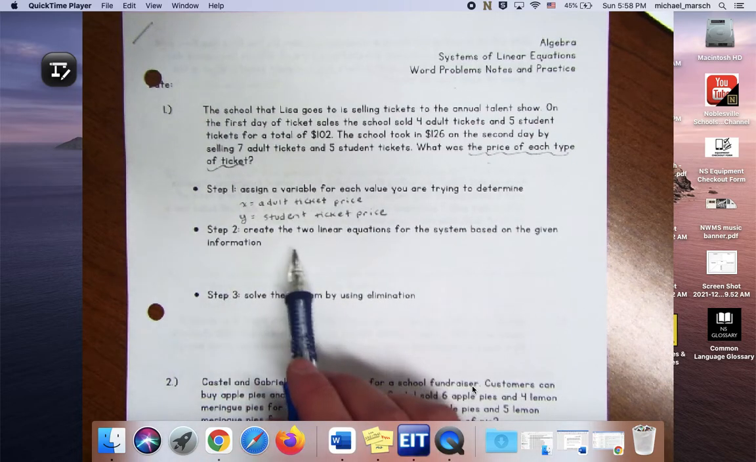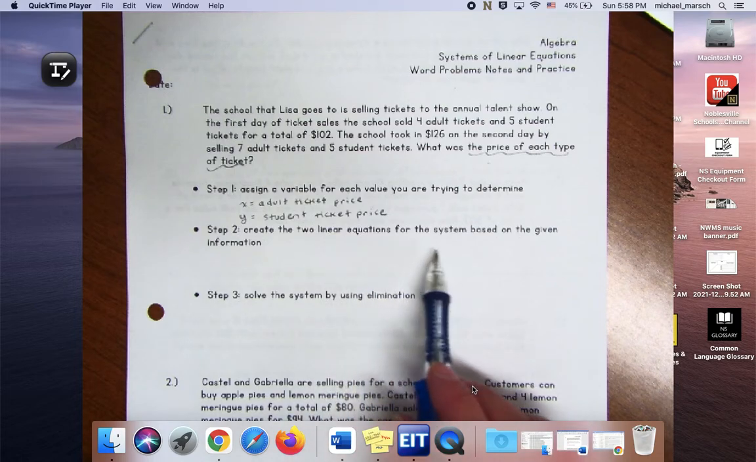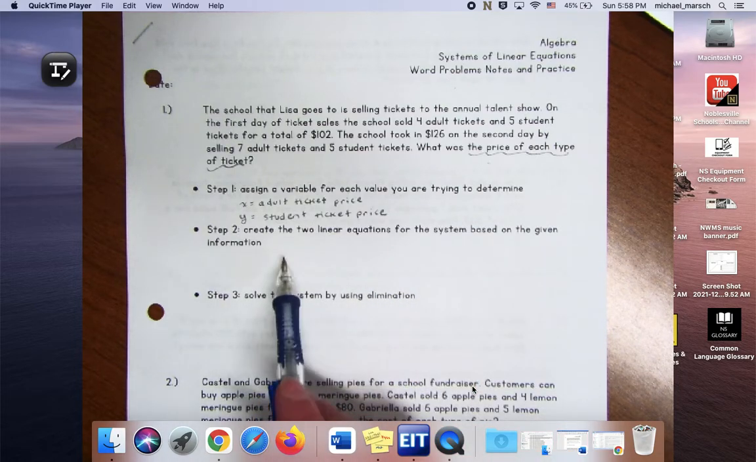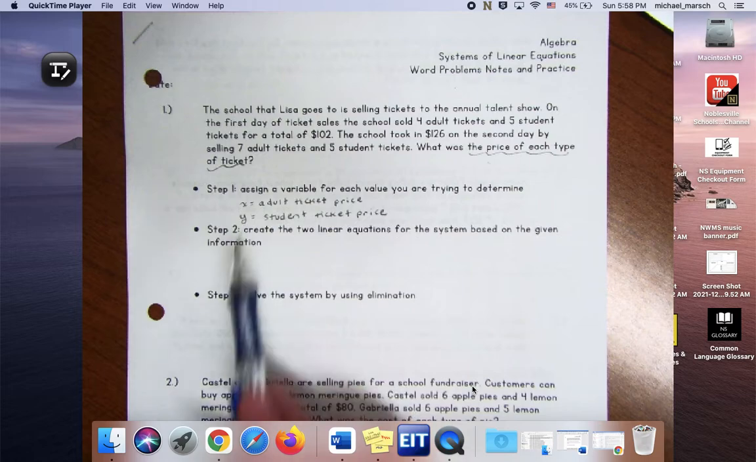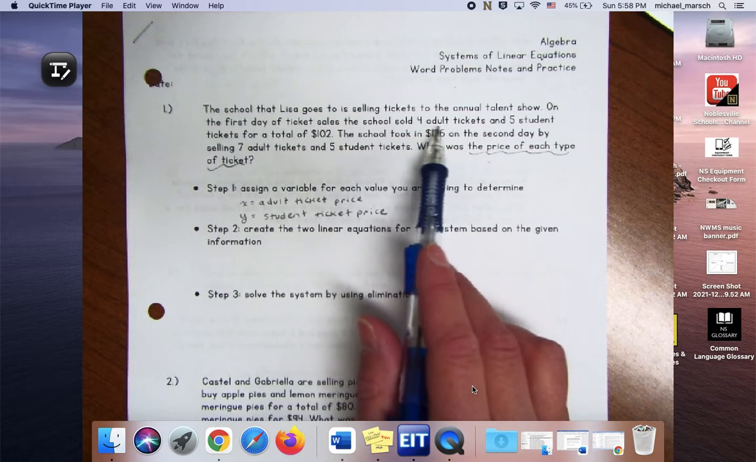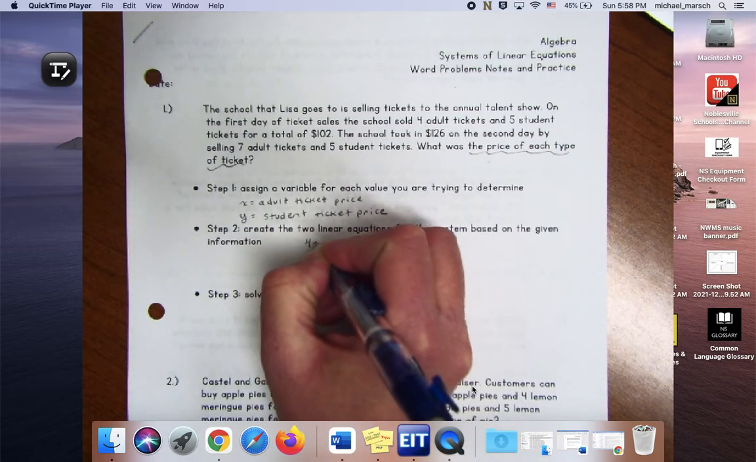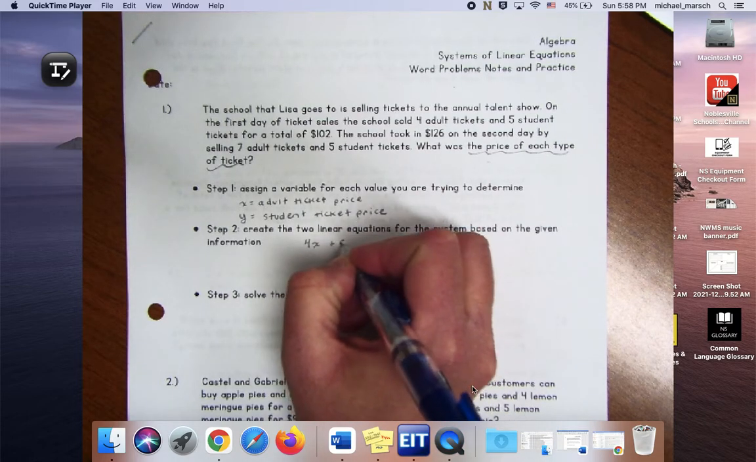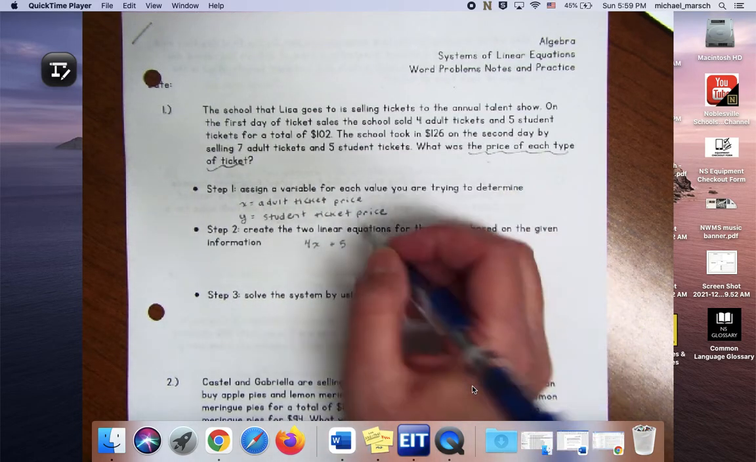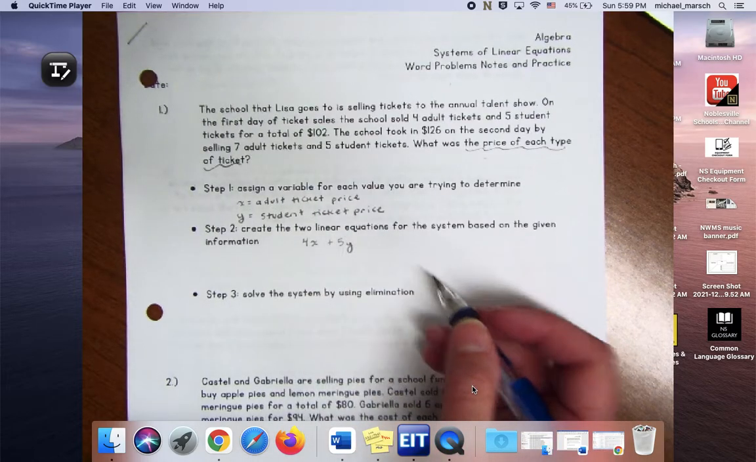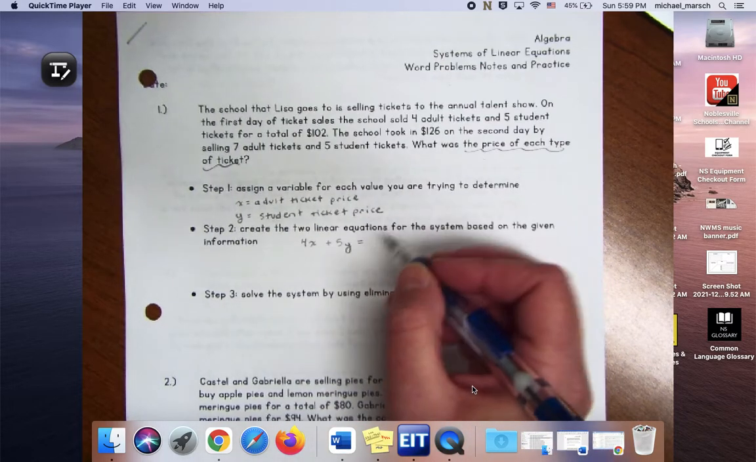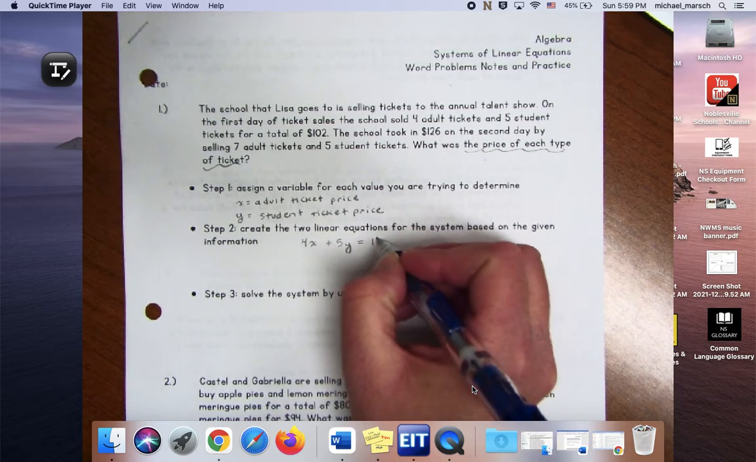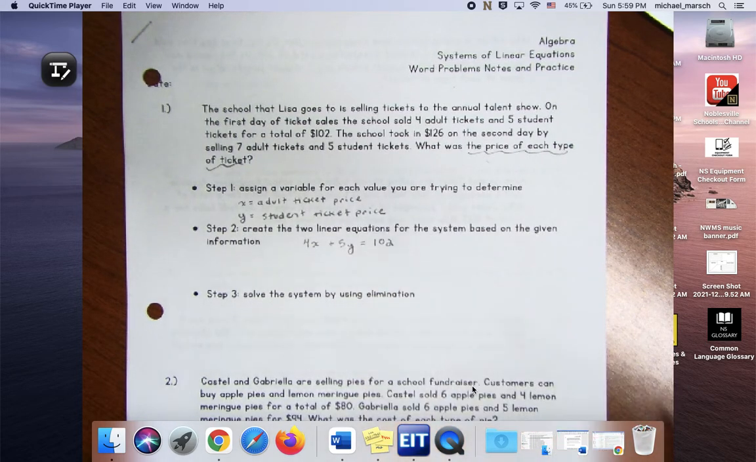Okay, now we're going to create the 2 linear equations for each of the systems based on the given information. So we know x is going to be adult, y is going to be student. We know we have 4 adult tickets, so 4 times however many adult tickets were sold, plus 5 student tickets. We don't know that price. And when we add that all up, we're going to get $102. That was the first day.